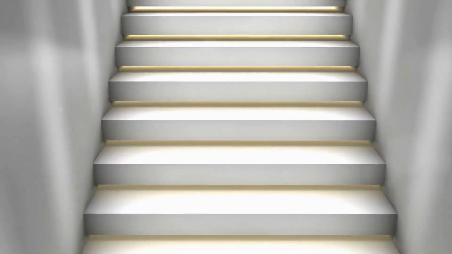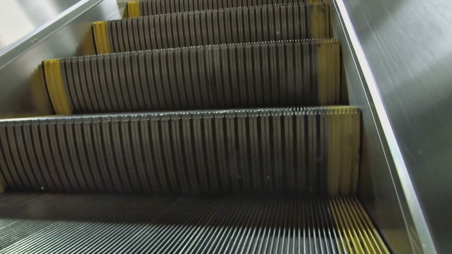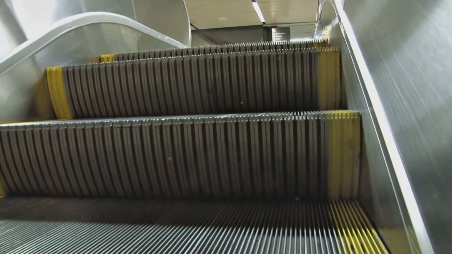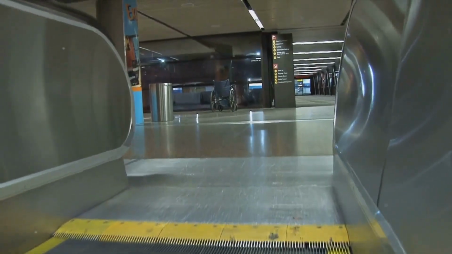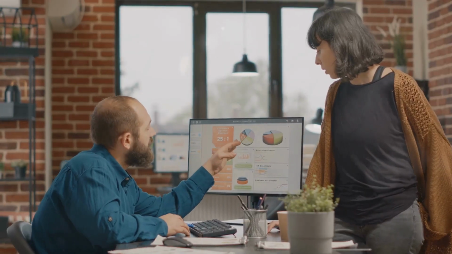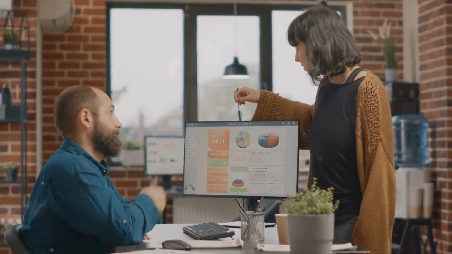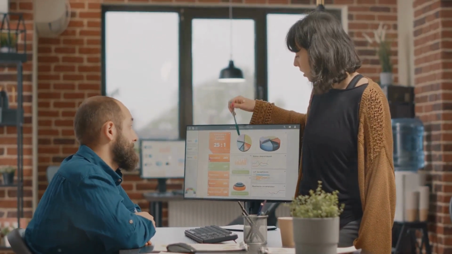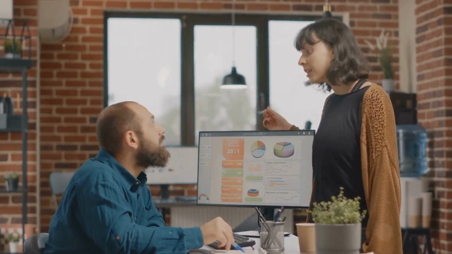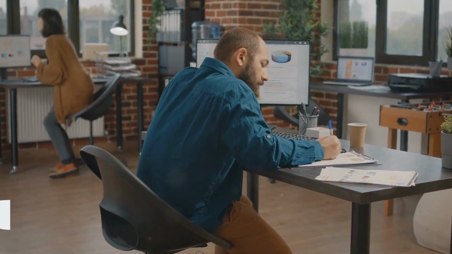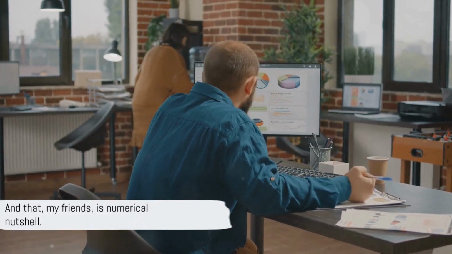In essence, the main difference between these two subtypes of numerical data is the nature of their values. Discrete data is like the steps on a staircase, each step representing a specific value, while continuous data is more like a ramp, where any point along the ramp is a possible value. So, what does this all mean? Well, understanding the difference between discrete and continuous data and knowing when to use each is key in interpreting and making sense of the numbers around us. And that, my friends, is numerical data in a nutshell.